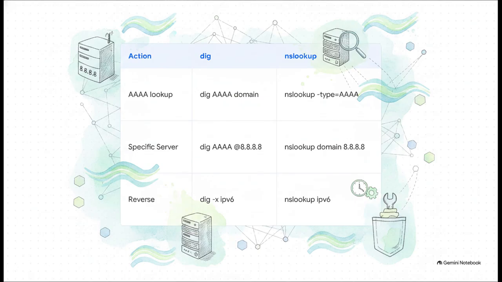Now, dig is definitely your most powerful tool for this. It lets you easily target specific DNS servers just by using the @ symbol, or you can run reverse lookups using the -x flag. But hey, don't forget about nslookup. Keep that one in your back pocket. It might be a little more basic, but it's universally available across pretty much every operating system. And believe me, that is incredibly handy when you're suddenly parachuted onto a strange server to fix an outage.